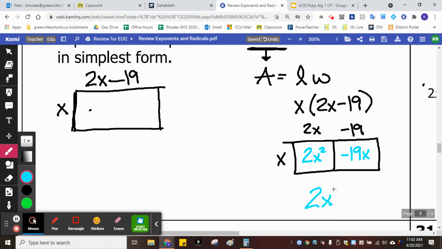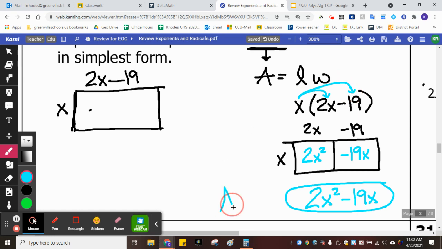This question probably would have been easier without the box method, but just since we've been doing it. X times 2x is 2x squared. X times negative 19 is negative 19x. So that's what our area is going to equal. That expression.